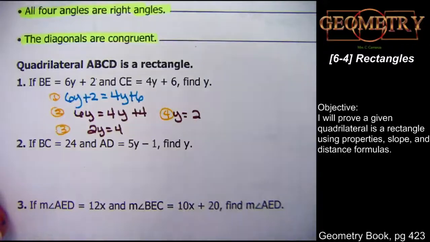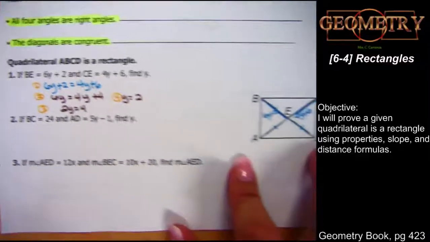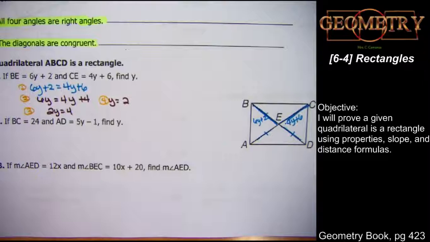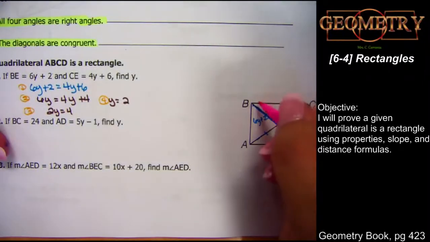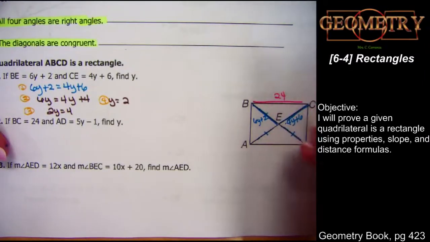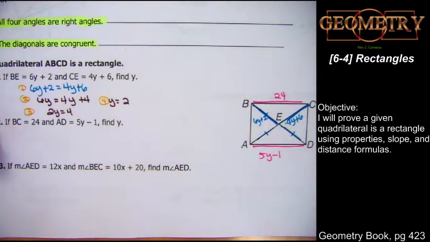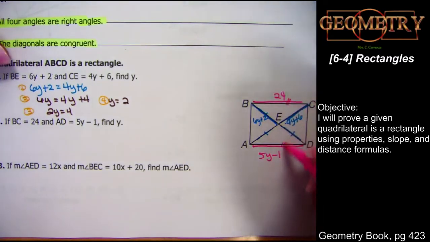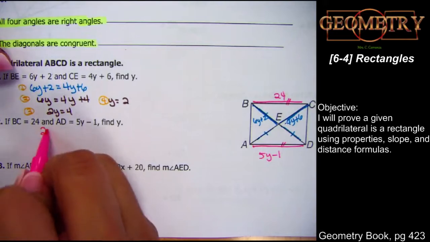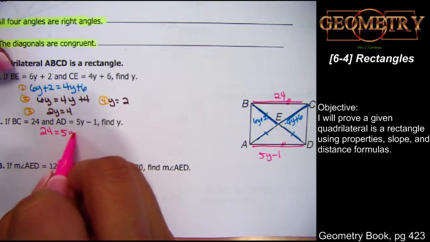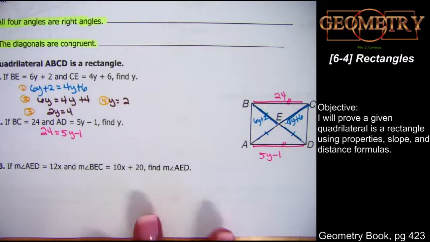The next one says BC is 24, AD is 5y minus 1. All right, here is BC, 24. Here is AD, 5y minus 1. And I need to find y. But this is a rectangle. And a rectangle is a parallelogram. And in parallelograms, opposite sides are congruent, which means this side has the same measure as this side, and so my equation can be written this way.